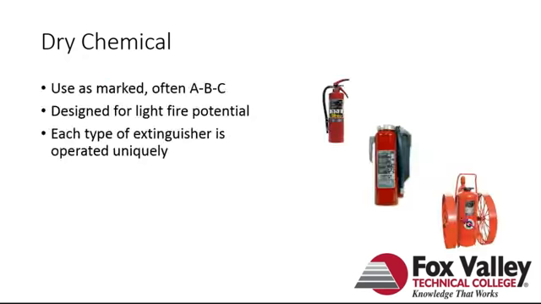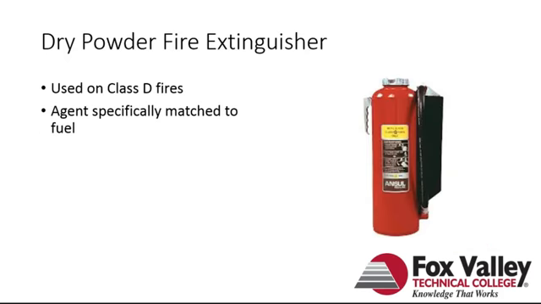So with all of your dry chemical, you want to use them as marked. They're often ABC extinguishers. You can use them on Class A, Class B, and Class C fires, but not always. Now, light fire protection, I guess that depends. I was really looking at the stored pressure one as light fire potential. With these two, you can put out a lot of fires. And then each one is operated uniquely. There are videos for you to do this week that show all the different types and how to operate them and things like that.